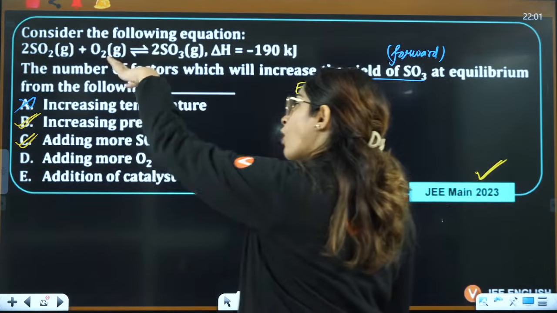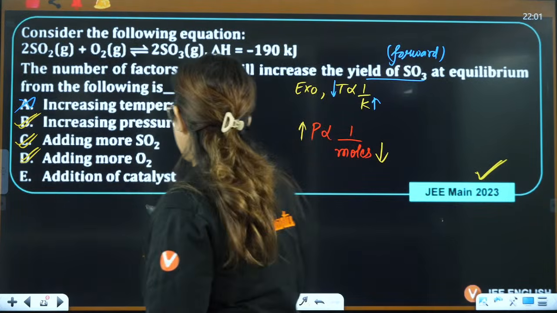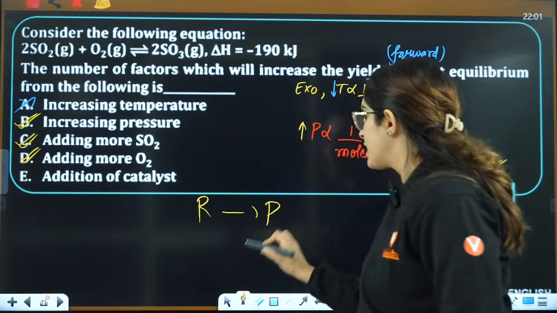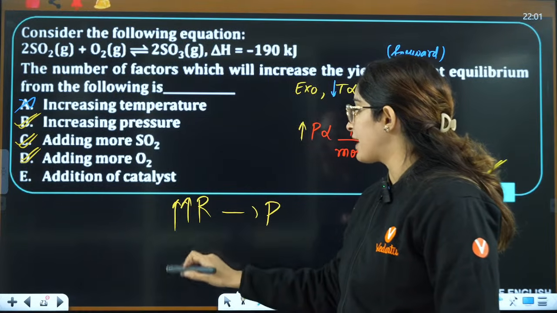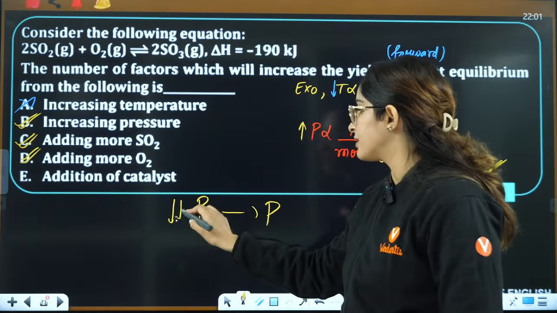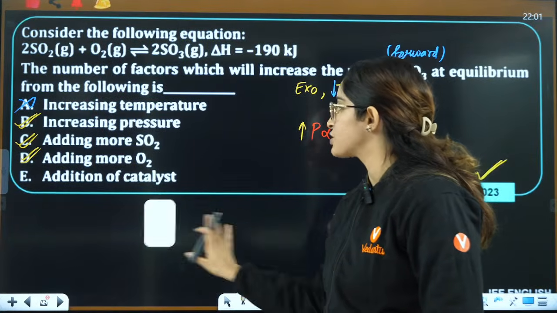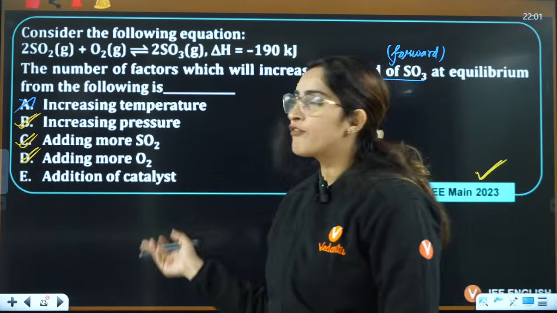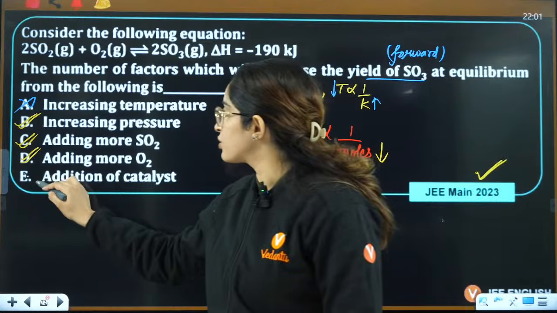Addition of O2 is also the same. When you see reactants and products, when you increase the concentration of reactant, it will try to decrease it. That means it will move in the forward direction. So both are correct. Addition of catalyst will not have any effect. So this is not there.